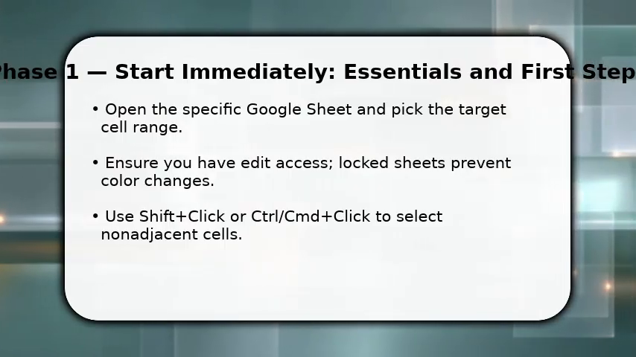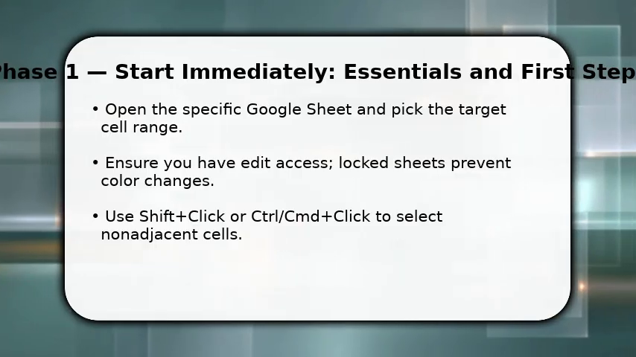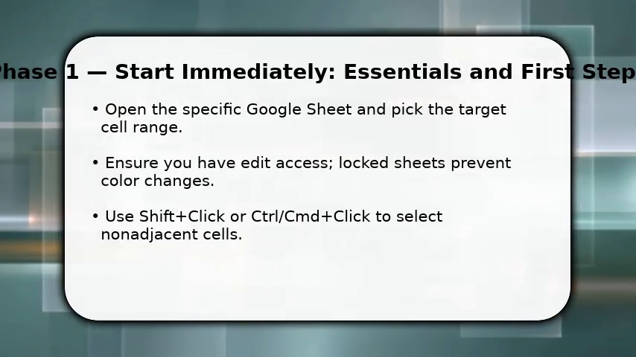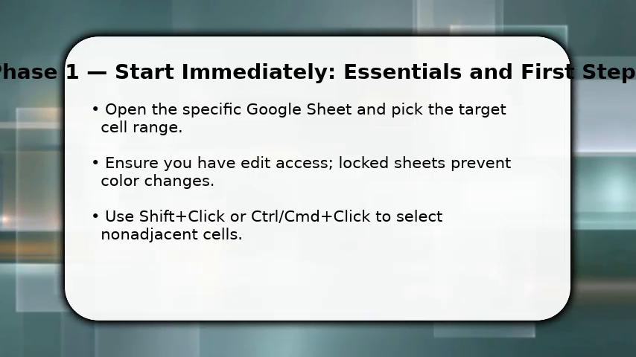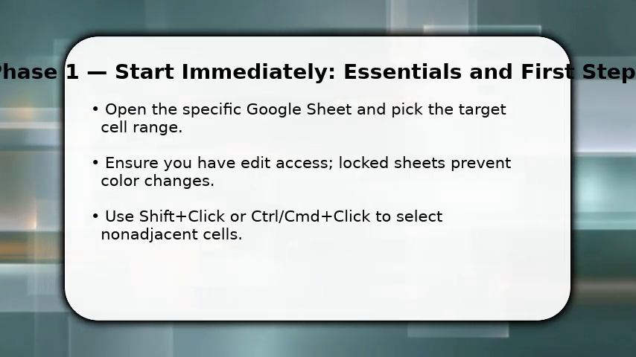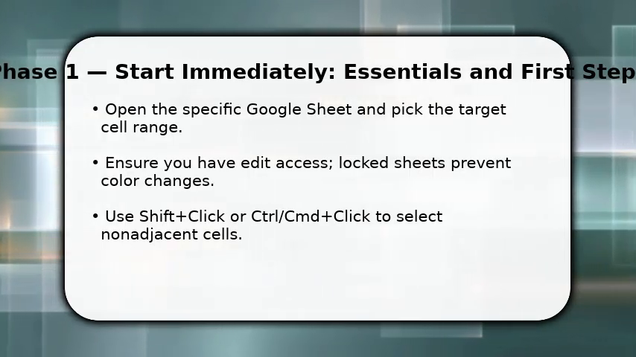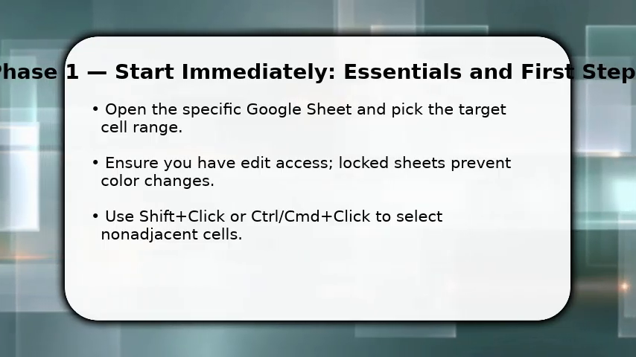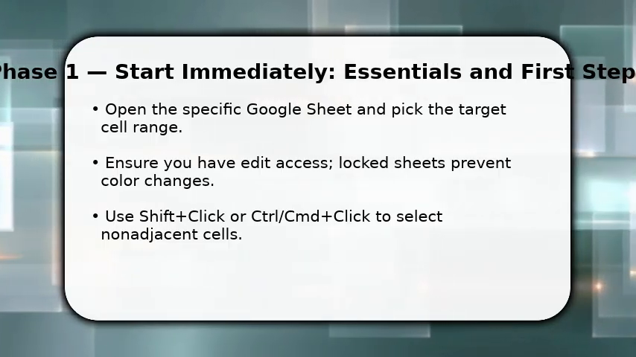Start by opening the sheet and selecting the cells you want to recolor. This is the action that triggers formatting options. Once selected, click the text color icon in the toolbar to reveal preset swatches and a custom option. This saves time versus menu hunting.